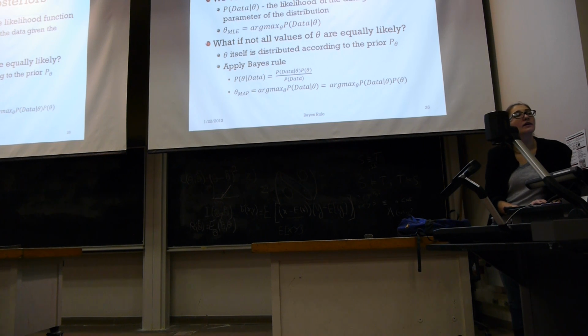So the MLE is the estimator of P of data given theta. And the MAP is the argument that maximizes P of theta given data. So there is a typo, and it should be this thing. Yeah, thanks for pointing that out. I'll fix the slides.